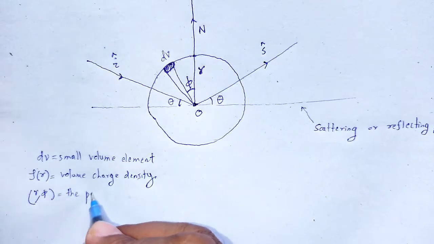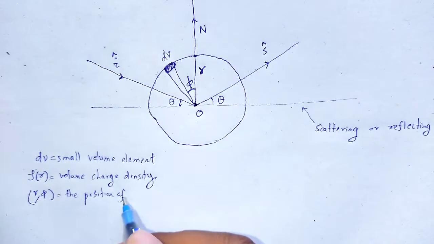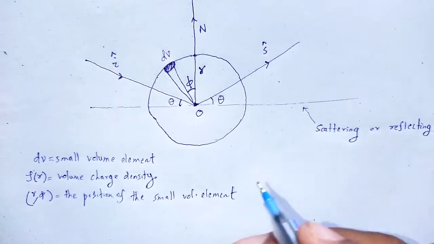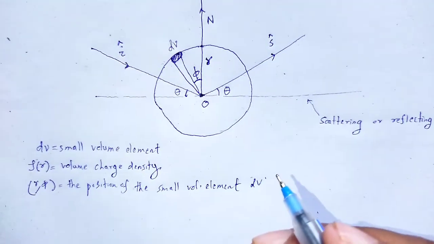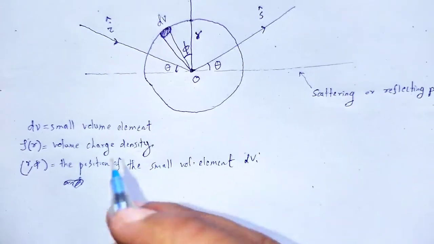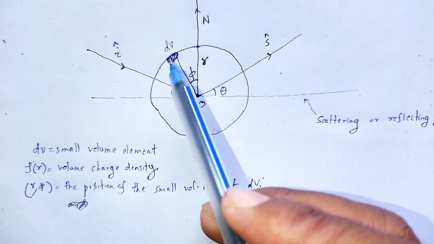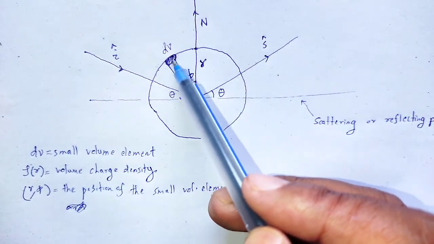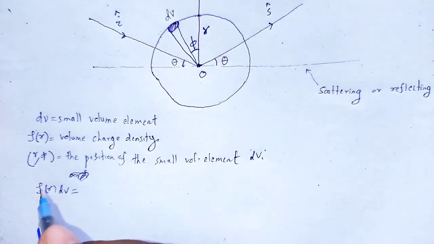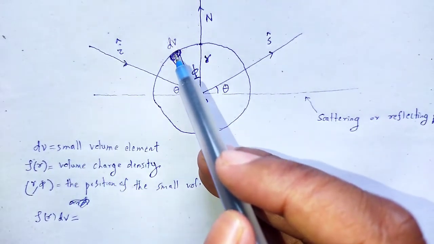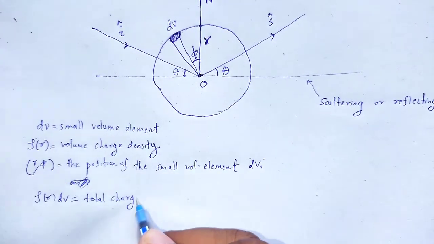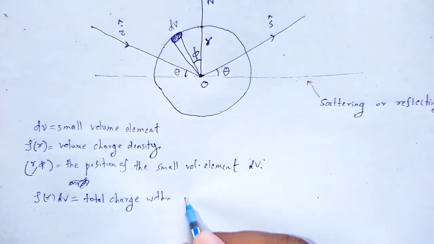The position of the small volume element dV. Then what will be the total charge inside that small volume element? That is rho r dV. Rho r is the volume charge density, this is the volume dV, and this is the total charge within dV.